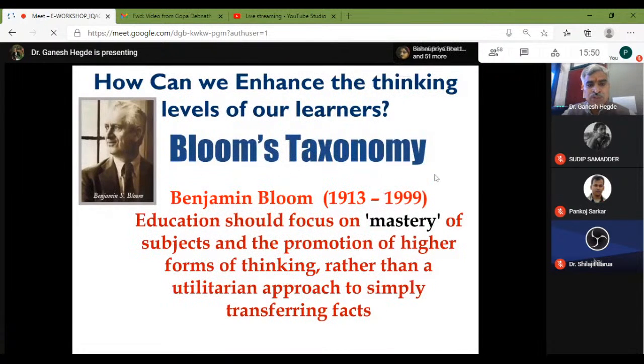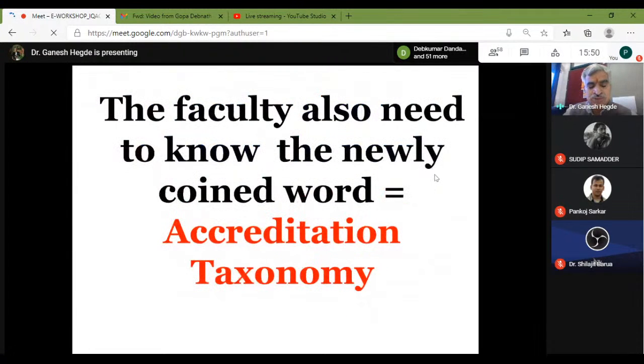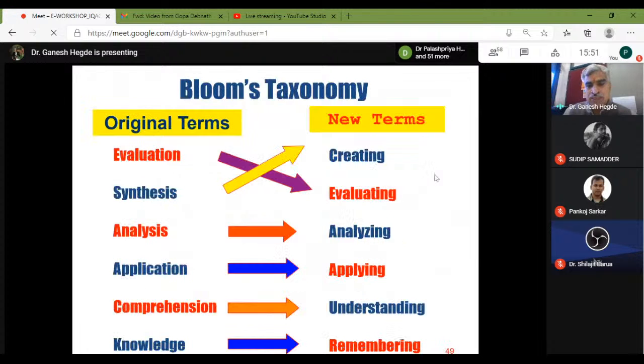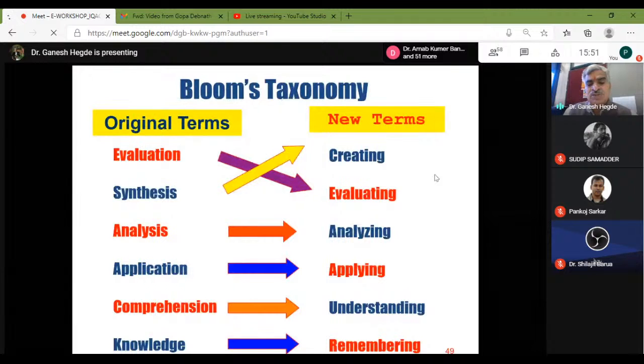And Benjamin Bloom has talked about, during his study, that education should focus on the mastery of the subject. Every teacher should bring out the best in their subject. I also would like to share with you that the faculty also need to know what we mean by accreditation taxonomy. Now, Bloom's taxonomy, as we are talking about, and the accreditation taxonomy also make the evaluation process and creating new ideas.